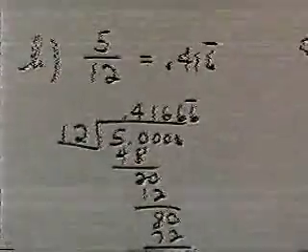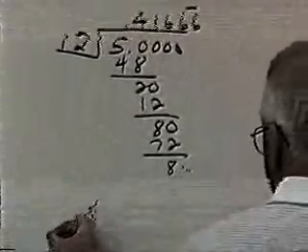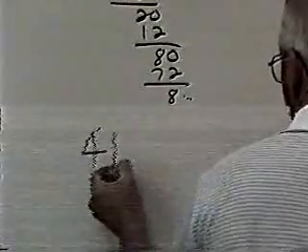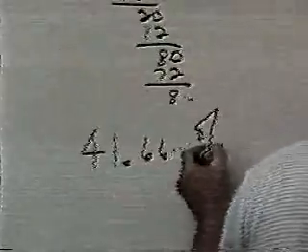All right, so let's see what that is. Then that means move the decimal place 2 places to the right, so that's 41.66 repeating percent.